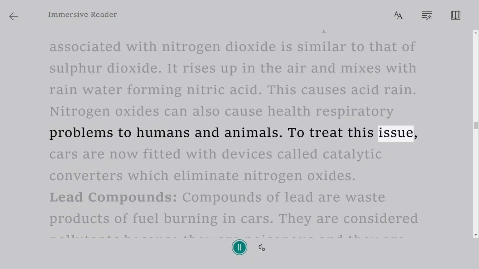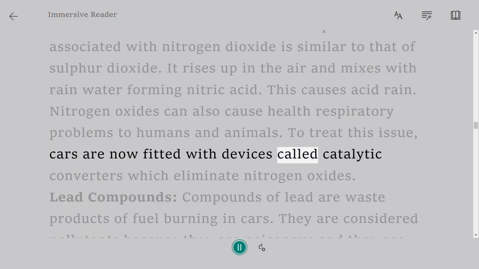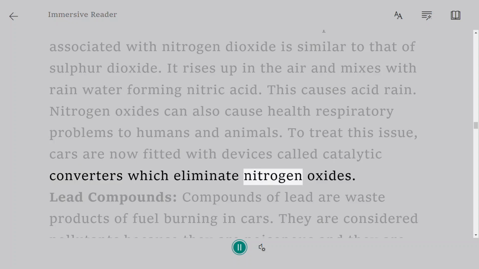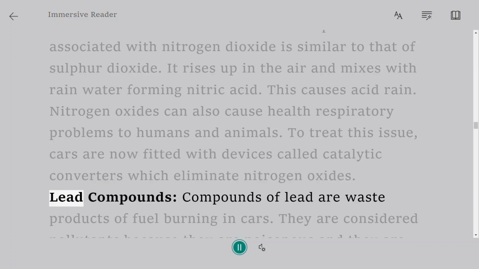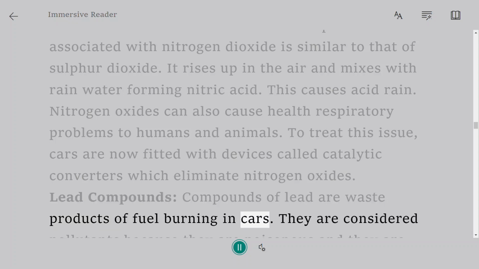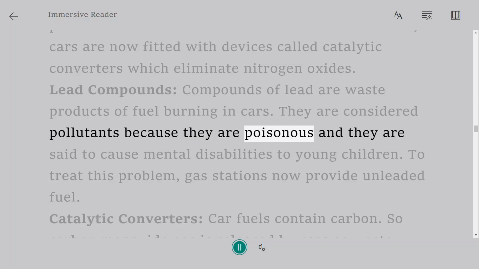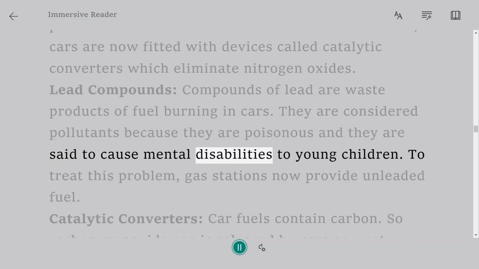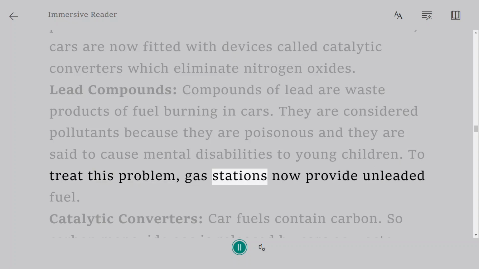To treat this issue, cars are now fitted with devices called catalytic converters which eliminate nitrogen oxides. Lead compounds are waste products of fuel burning in cars. They are considered pollutants because they are poisonous and they are said to cause mental disabilities to young children. To treat this problem, gas stations now provide unleaded fuel.